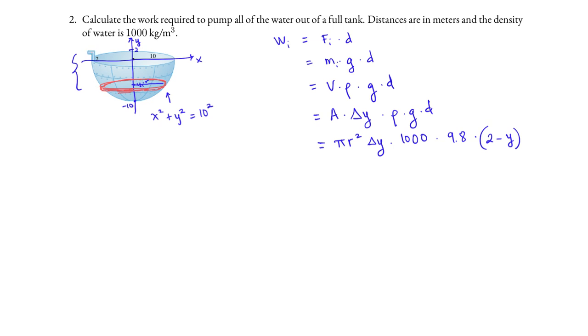At the top, the height is 2 meters above the water surface. And so the distance from yi to 2 is the upper minus the lower. The upper y is 2 and the lower y is yi. It remains to rewrite the radius r in terms of y.